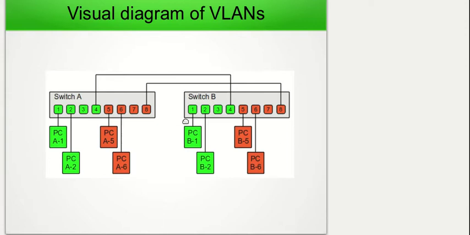In this case we have a red VLAN and we have a green VLAN. Devices in the green VLAN can access each other, devices in the red VLAN can access each other, but devices in the green VLAN cannot access devices in the red VLAN, even though they connect to the same physical switch.